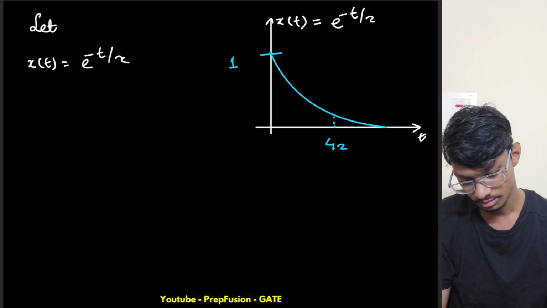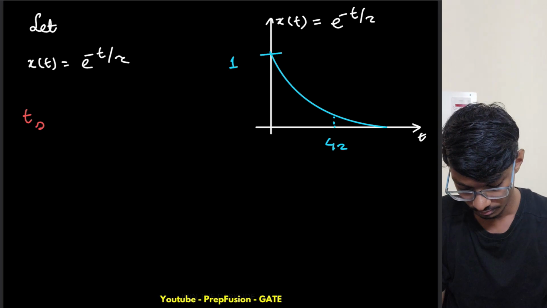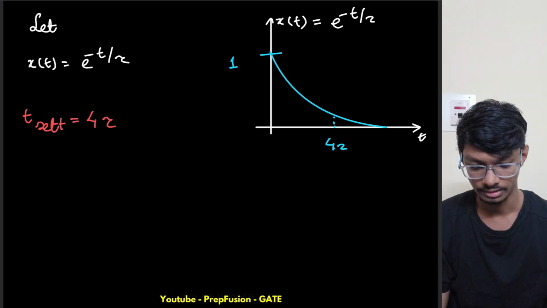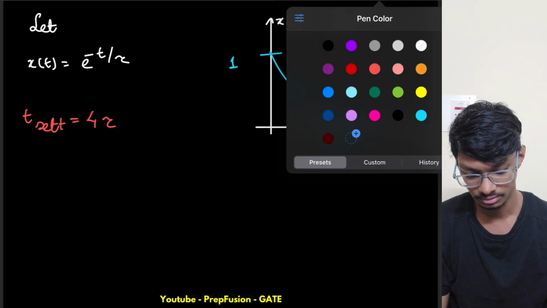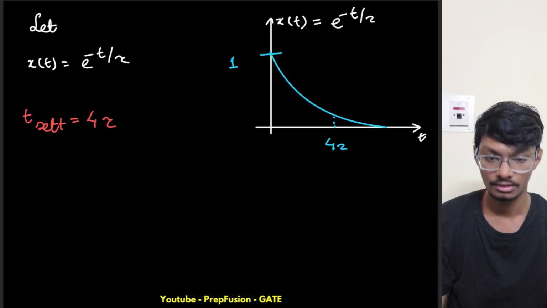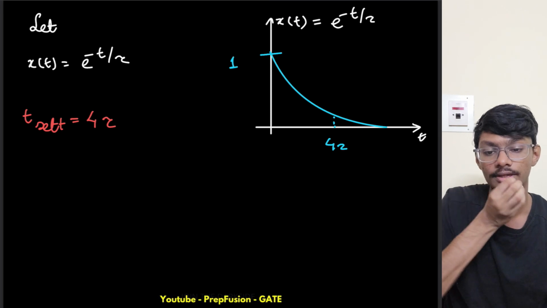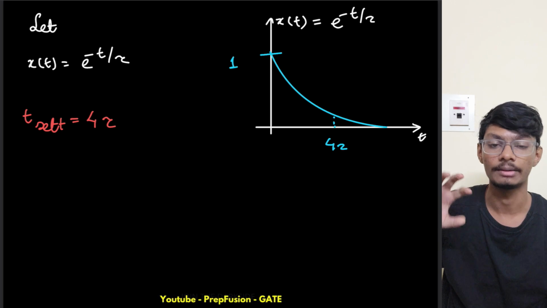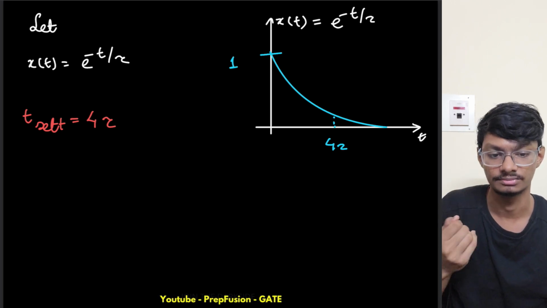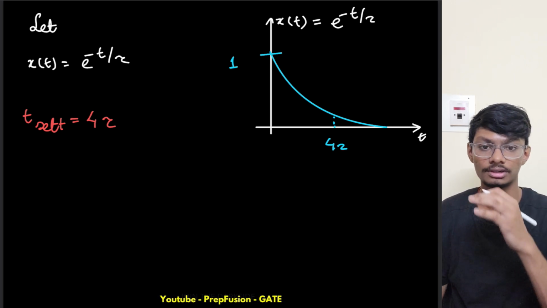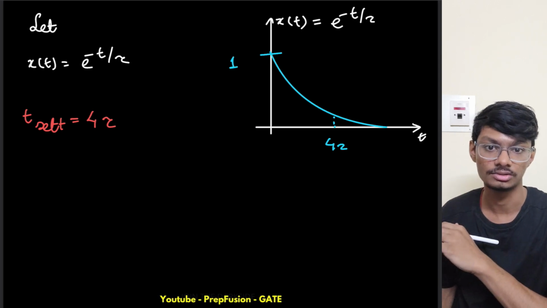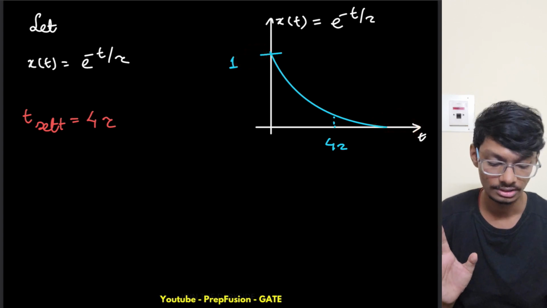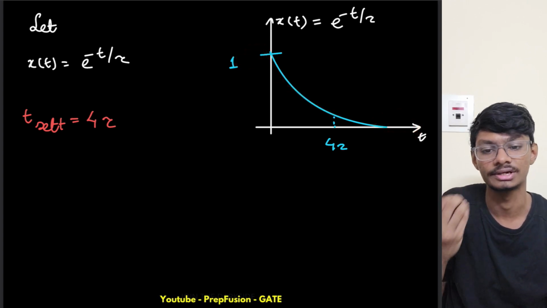So t settling equals 4 tau. It is the time required, and transient means the time required to go from one steady state to another steady state. Here it was at a steady state, here it is at another steady state. That is basically what speed or settling time means.